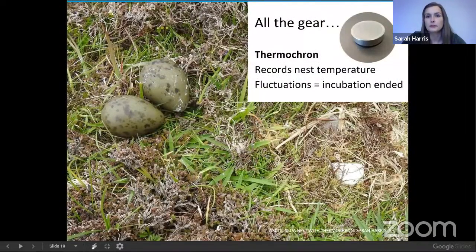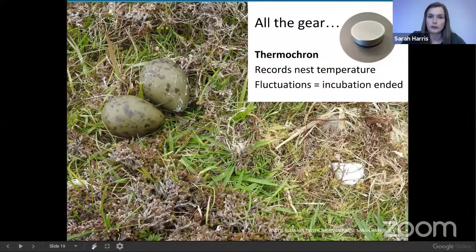The other device we use are thermochrons. These are relatively cheap and they are put into the bottom of the nest cup, as you can see here. And then the eggs are just put on top of those, and we can measure fluctuations in temperature. So for as long as the bird's incubating, temperature remains pretty stable. And then as soon as incubation finishes, whether that be because the nest has failed or the chicks have hatched, you start to see fluctuations in temperature.